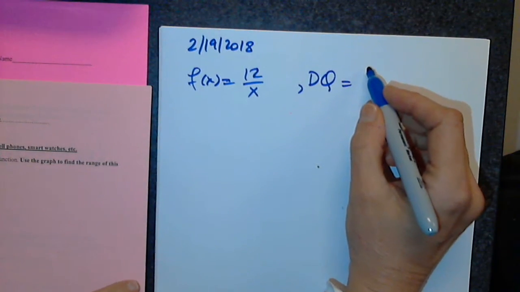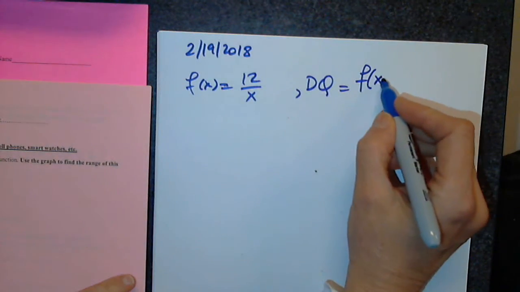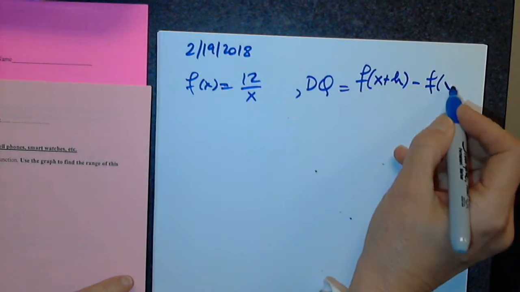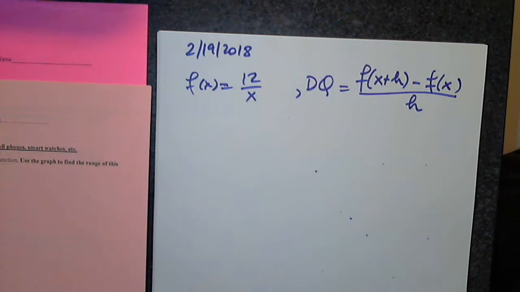So anyone remembers? f of x plus h minus f of x, over h. Perfect. Now, which piece of these three pieces don't I have? h. Yes, but I can't do anything to it. It's simplified. Which other piece do I have? f of x, I can't do anything to. It's just 12 over x.